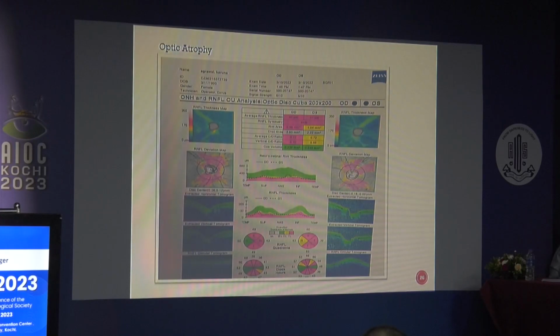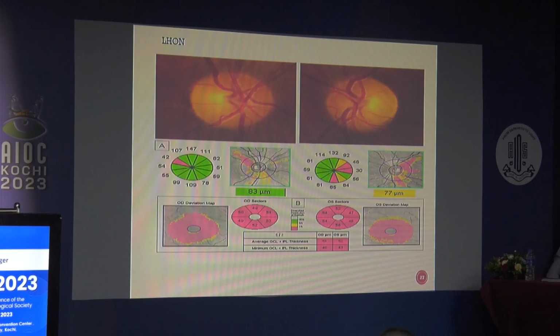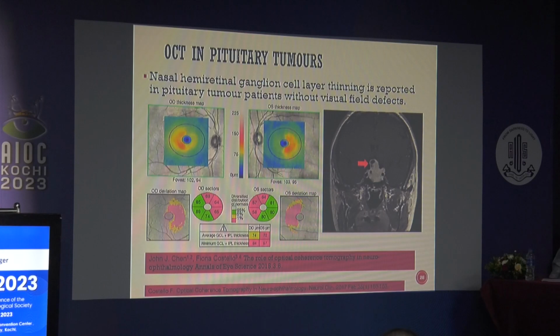So another, in optic atrophy, definitely you see thinning of the RNFL, that is gross thinning of the RNFL. Similarly, in Leber's hereditary optic neuropathy, thinning of the RNFL and GCL layers, and depending upon that, you can explain the prognosis. So one another recent publication by John Chen et al. have seen OCT in pituitary tumor patients, where they have observed a nasal hemiretinal ganglion cell layer thinning, which was corresponding to the visual field defects.